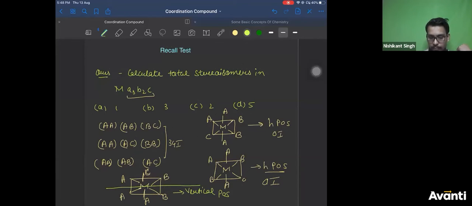This molecule will have vertical POS. Right? Okay? So basically it also depends upon how you draw it. Now, this molecule does not contain any optical isomer. It is also optically inactive. So total stereoisomers become 3 plus 0. That is 3. So the correct answer comes out to be B.